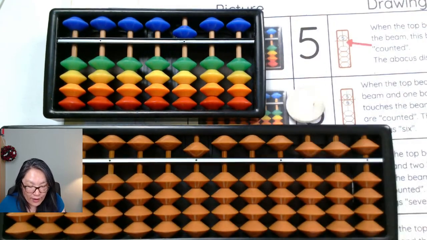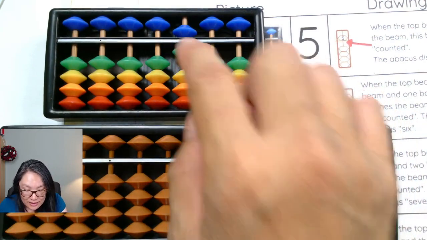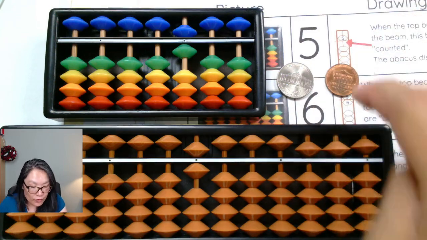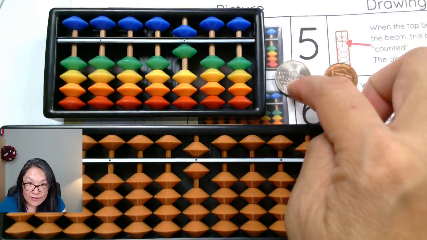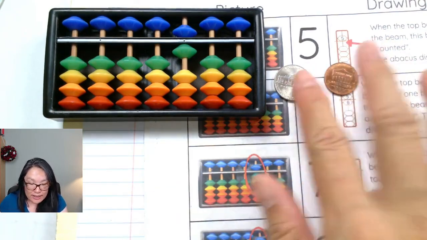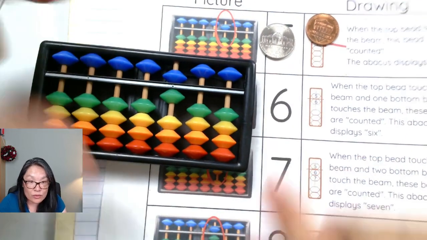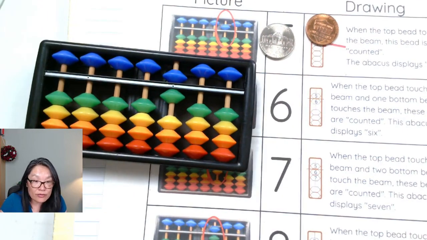So let's say we have 5, and when we want to make 6, we just add 1 more. So if you look, this is 1 cent, this is 5 cents. So when I look at it, this is now 6. This is worth 6. That's what I did here.